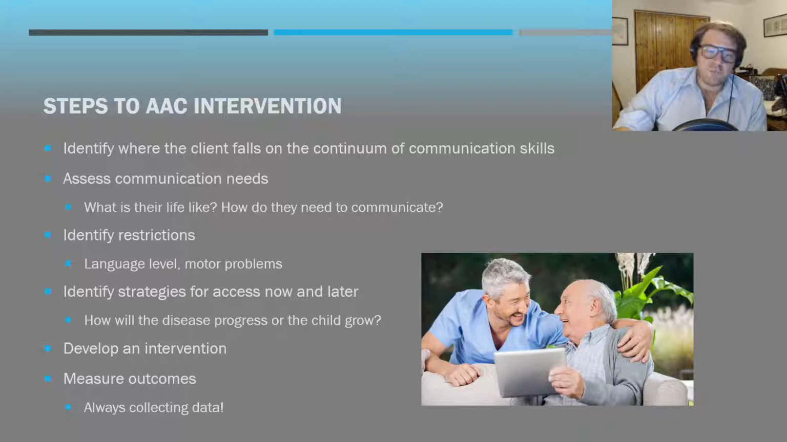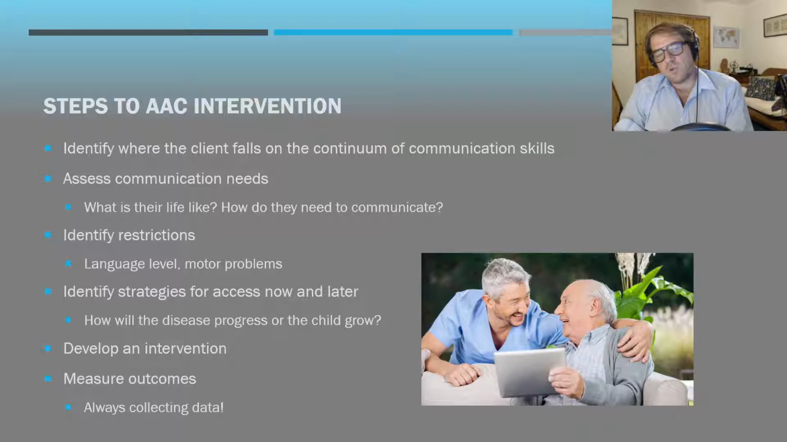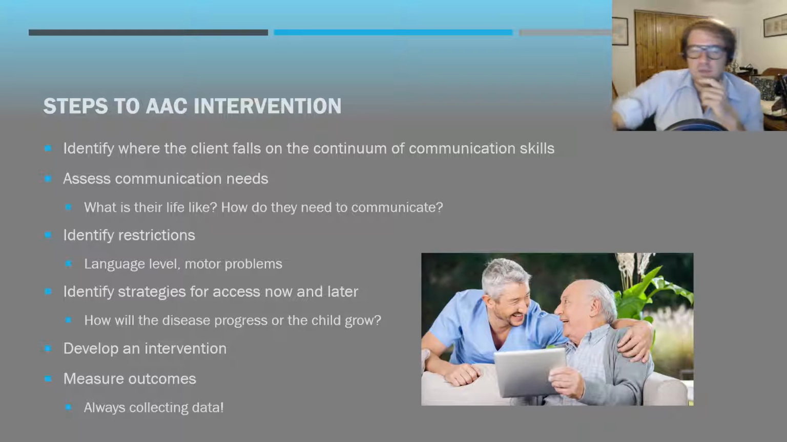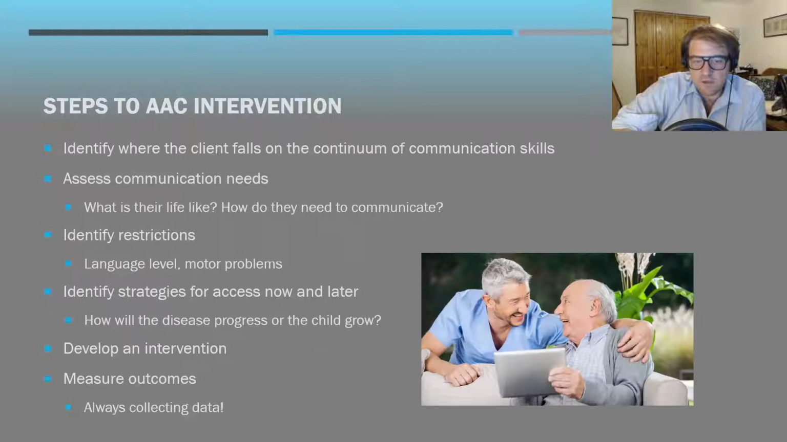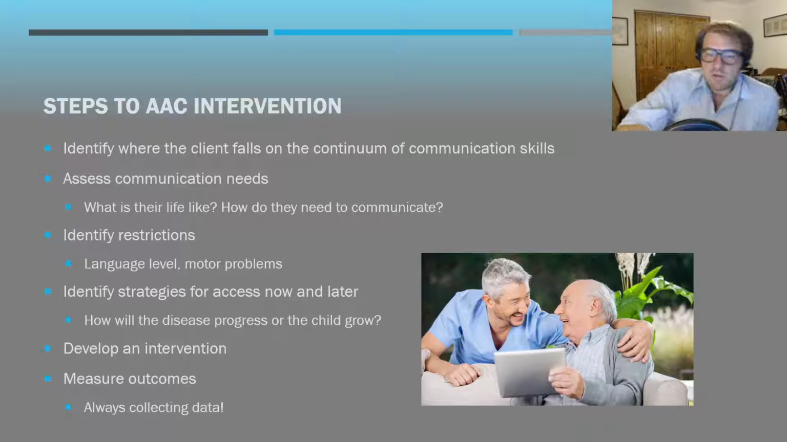All right, so here's our best practices. We want to take steps to have someone use an AAC device. So what you want to do is first figure out where this person lies on a continuum of communication skills. So what kind of communication skills do they have? Are they going to be heavily dependent on a communication partner, supported, or independent, based on what they've already got, their communication skills?